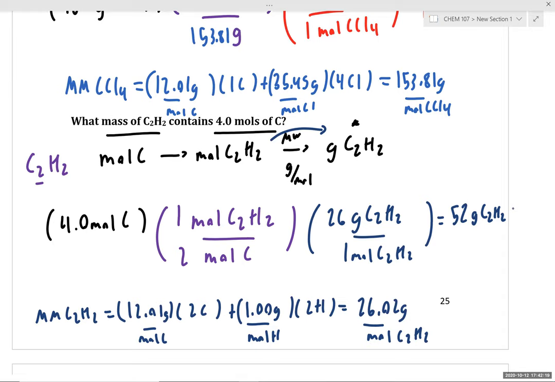Any questions on this example? Any comments? How's everyone feeling on this? We are just linking together the 2 different types of unit conversions that we've discussed in this class, and now we're applying them together to do a multi-step unit conversion.